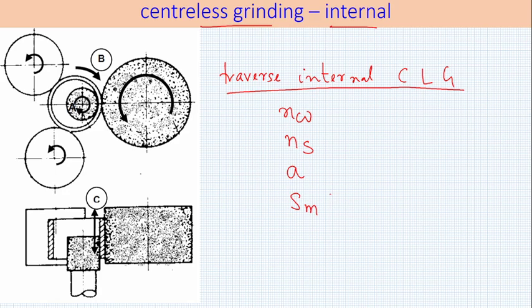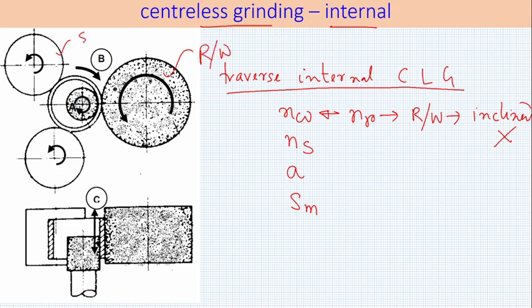In case of traverse external centerless grinding, this was obtained from NR, and the regulating wheel was inclined. Here it is not inclined. Earlier it was inclined. So this is your regulating wheel. These are supporting wheels. They are simply supporting the weight of the workpiece. This is your workpiece. This is the internal surface which is being ground. This is your spindle. So this arrow is NS. This is NW. This is NR. These supporting wheels accordingly will run.